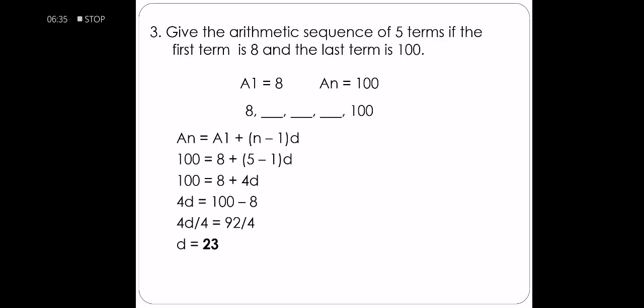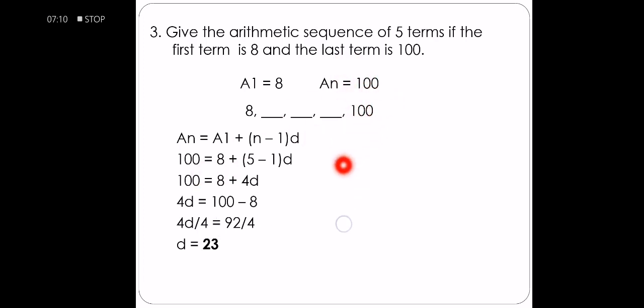The next question: give the arithmetic sequence of 5 terms if the first term is 8 and the last term is 100. I discussed this last time. Here, it is like the arithmetic means, because the sequence has 5 terms and we will find the three missing terms in the middle, since all we are given are a sub 1 and a sub n, which is 100.